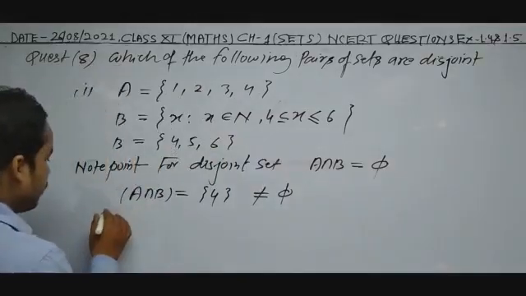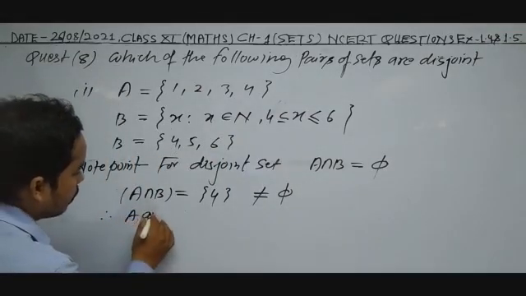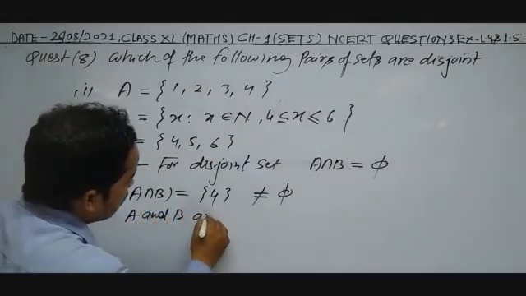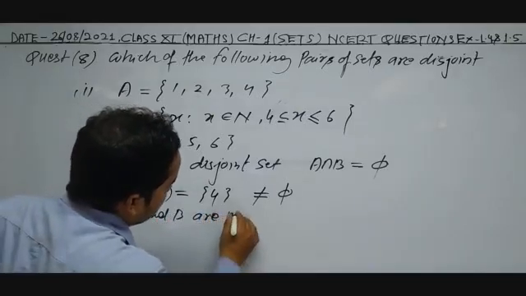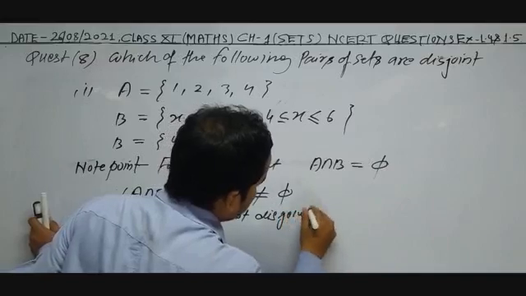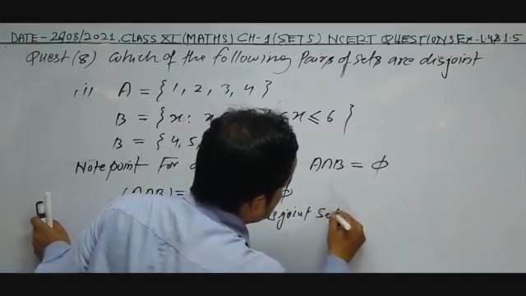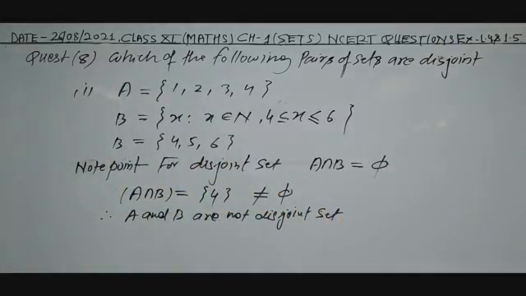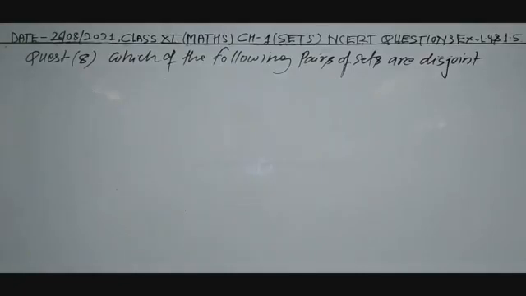Means we can say A and B are not disjoint sets. This is the necessary condition for two non-empty sets to be said to be disjoint. Now come to the next part, the third part.